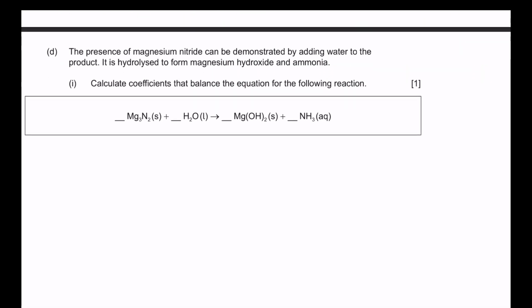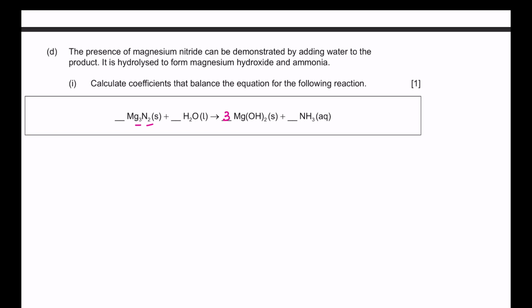Moving on to the next question, we have to balance this: presence of magnesium nitride can be demonstrated by adding water to the product. It is hydrolyzed to form magnesium hydroxide and ammonia. So firstly, we have to balance this chemical reaction. In order to balance this, let's first balance magnesium and nitrogen. So in order to balance magnesium, we have to put 3 here.